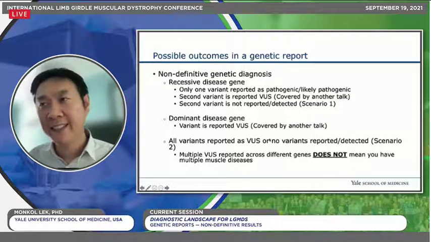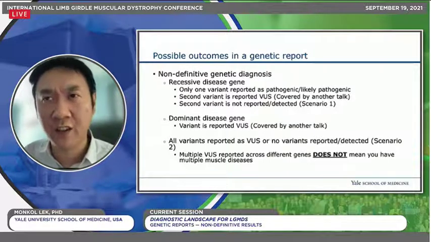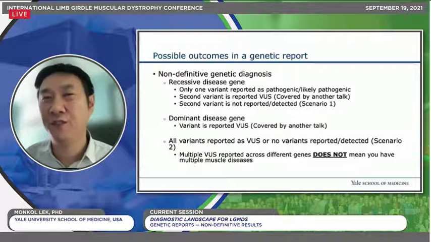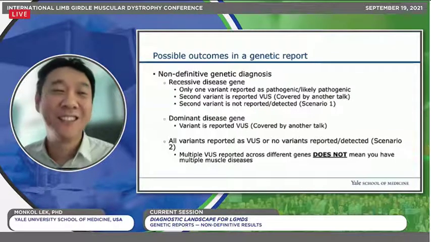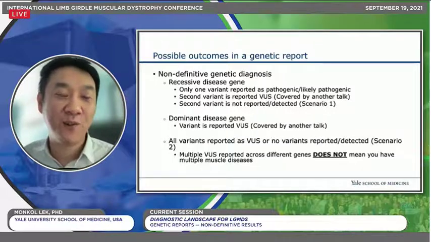So now that's a case of a definitive genetic diagnosis. So what does a non-definitive genetic diagnosis look like? And it's very important to look at your genetic report and revisit it if you have it.